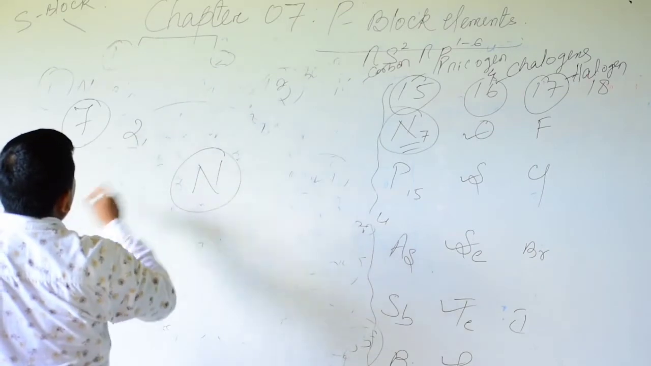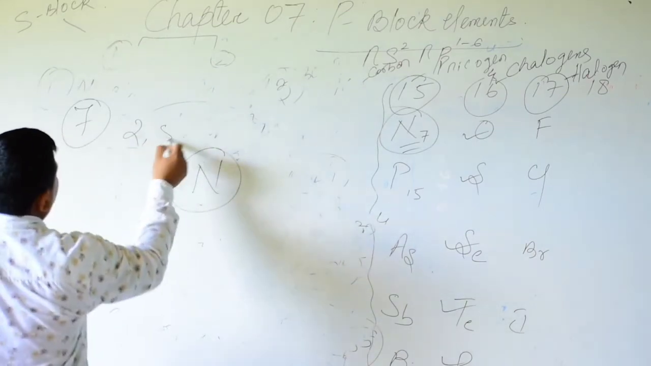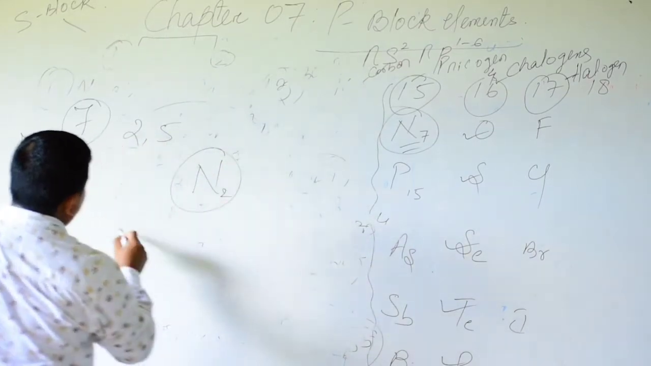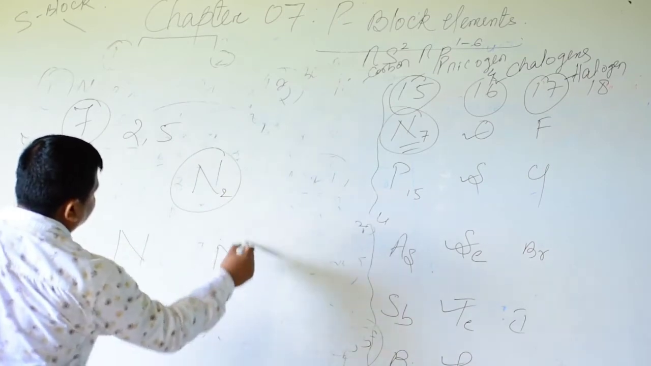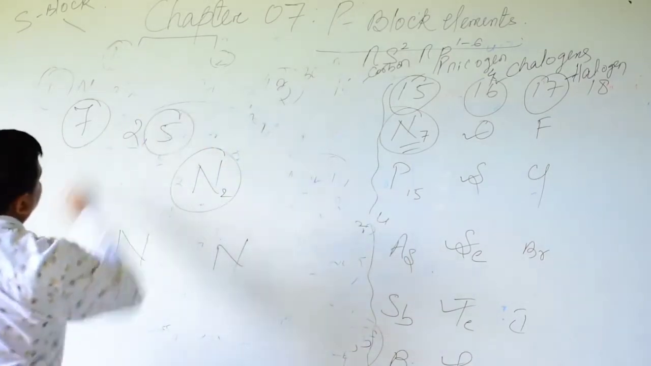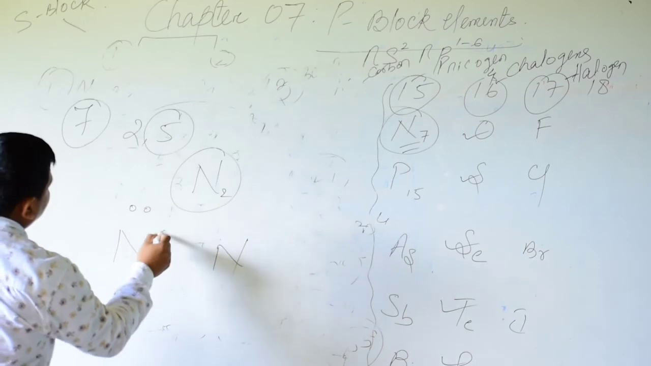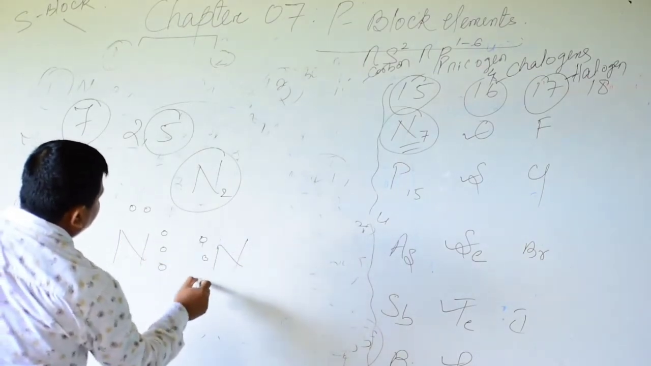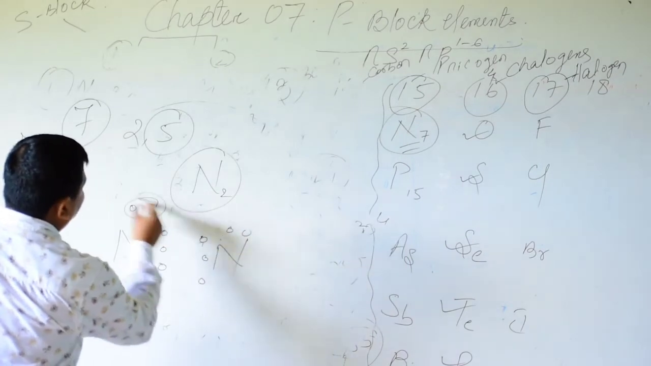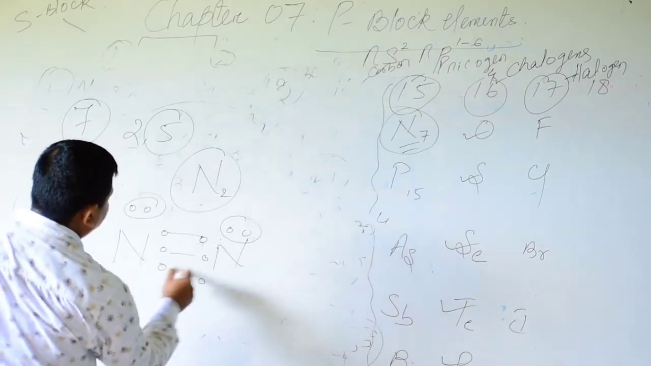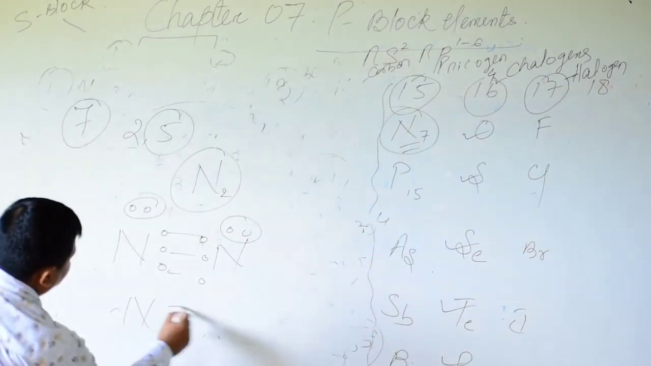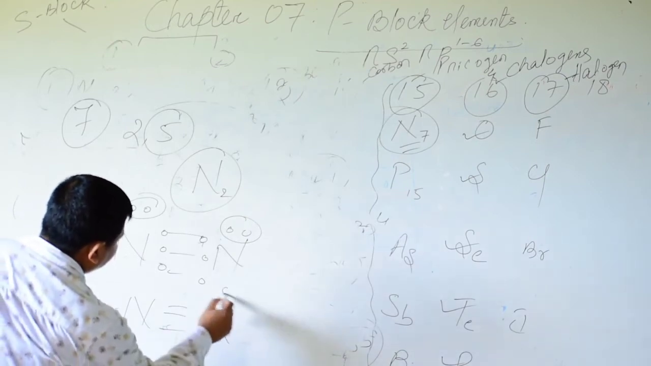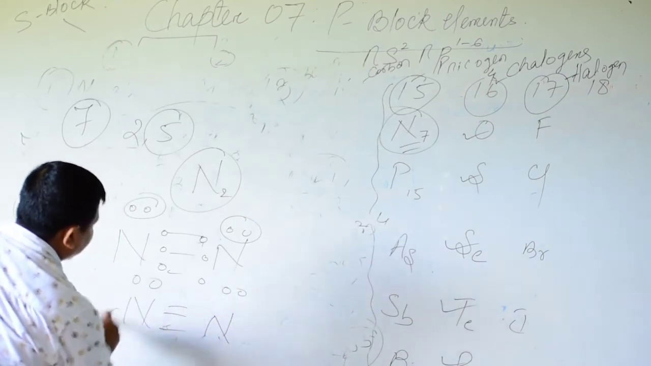It is 2 in the K shell and 5. So N2, one N here, one N here. Now the outermost shell is 5, so 1, 2, 3, 4, 5 on each. This becomes a lone pair. So bonding we can write, and the structure of nitrogen becomes this. That's the dot structure of nitrogen.